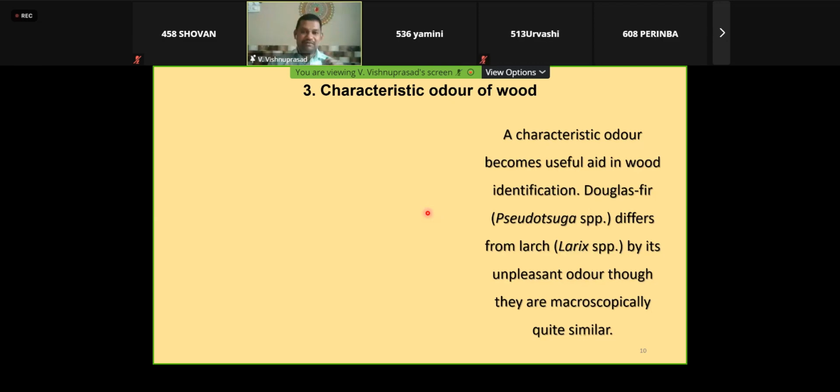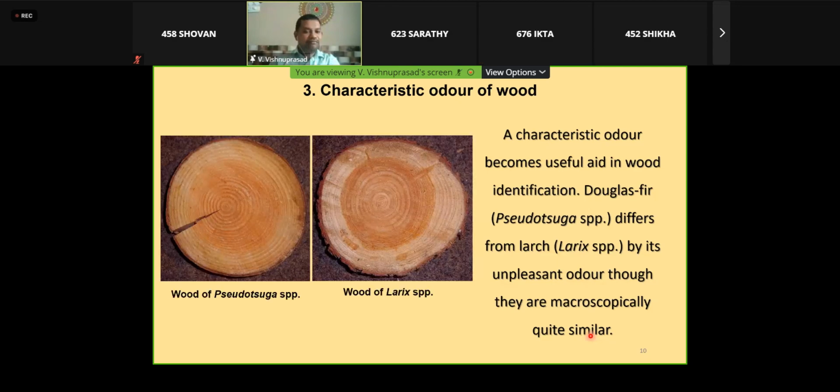Like for example, in the case of this one, Pseudotsuga. This one differs from Larix by its unpleasant odor, though they are microscopically similar. This is Larix, this is Pseudotsuga. Though we can also observe the difference in the sapwood color, otherwise there is a lot of similarity between both the species. So you can distinguish between them by their odor. The Douglas fir, that is Pseudotsuga, has an unpleasant odor which the Larix species does not have.